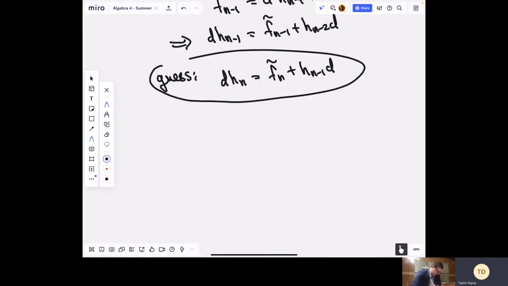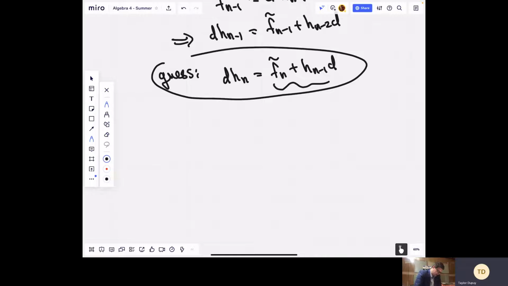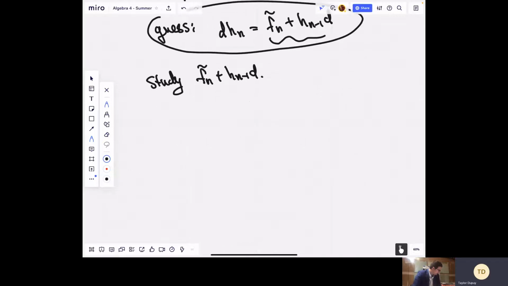Okay, so let's just look at this piece. Let's study Fn tilde plus Hn minus 1D, and let's see if we can construct the map Hn from just looking at this piece. So first, let's take D of it: D of Fn tilde plus Hn minus 1D.